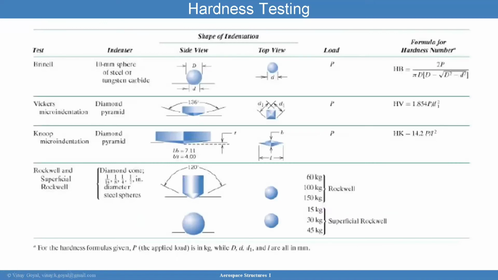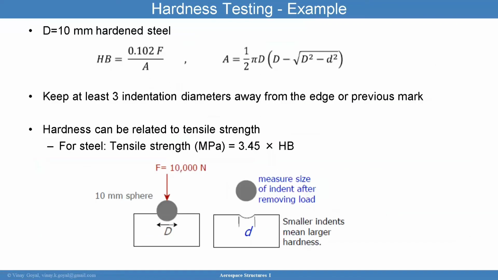And here it shows you the various tests: Brinell, Vickers, which is micro indentation, Knoop, which is also micro indentation, Rockwell and superficial Rockwell. It tells you the indenter type. Here's a sphere, and so forth, and then the top view of the indenter. Then it shows you the load applied, and how to calculate the hardness number. This hardness number can be translated to strength in some way, and it can be used very successfully for even forensics, if you're not sure what material you had or something like that.